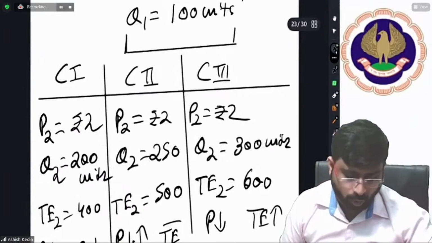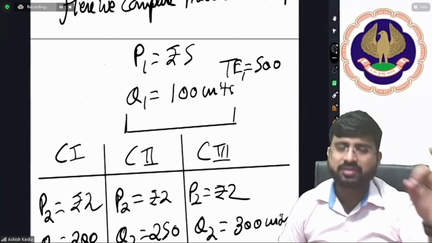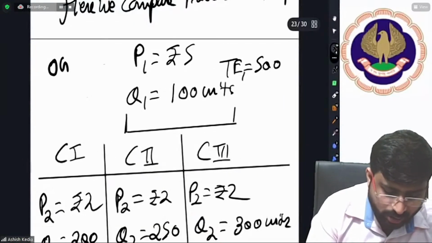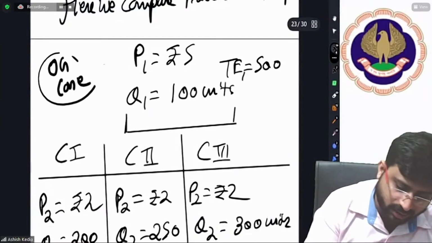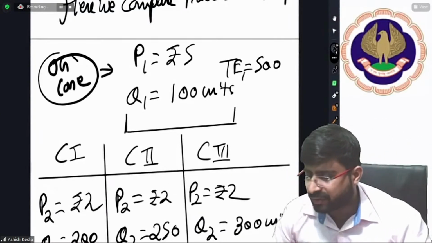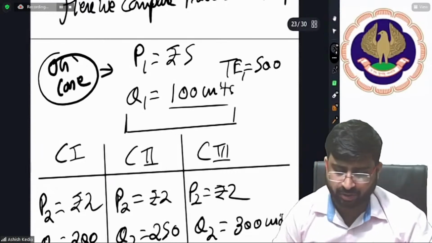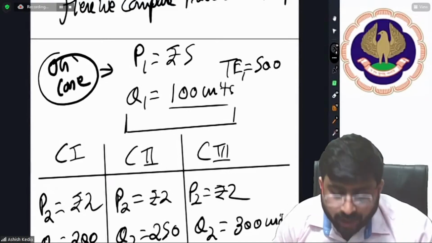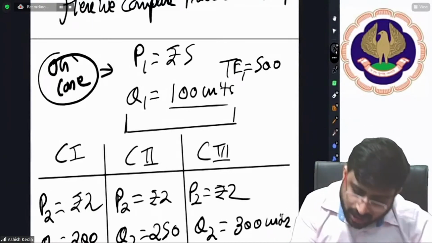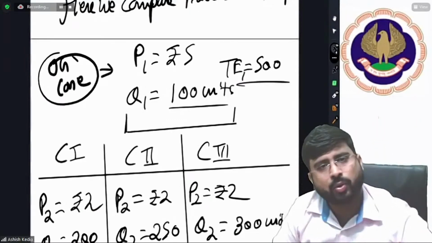See, I am pointing you out with 3 cases. Suppose the original case. I will write down the OG case. OG case means original case. Price is ₹5 and quantity is 100 units. What is price? ₹5 and quantity is 100. This much you understood. So what is total expenditure? Correct. 5 into 100, 500. This is the OG case, original case.